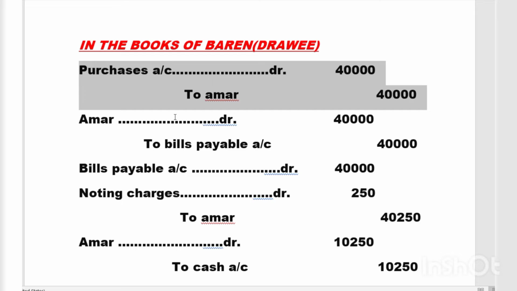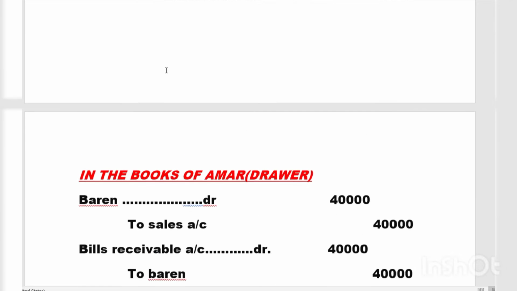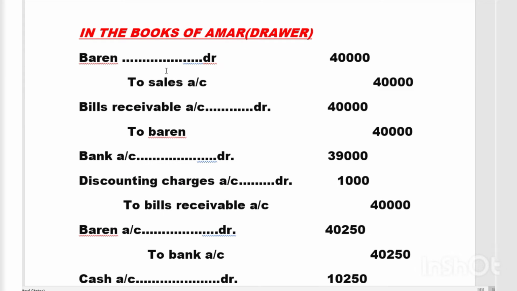After that, what happens? After that, Amar will draw a bill and send it to Barin, and Barin will accept that bill and send it back to Amar. For drawing a bill, no entry is passed. For bills acceptance, you have to pass an entry.